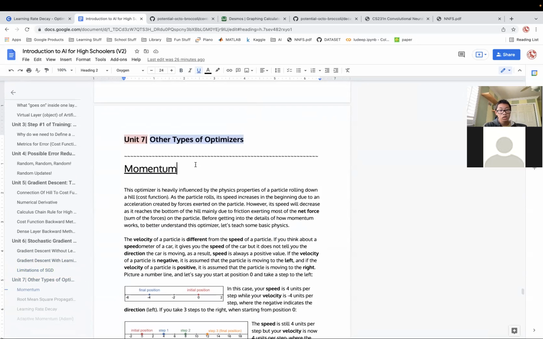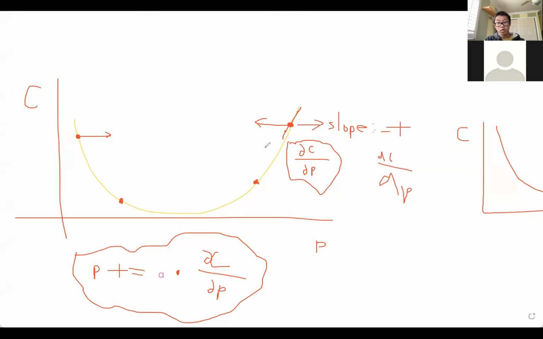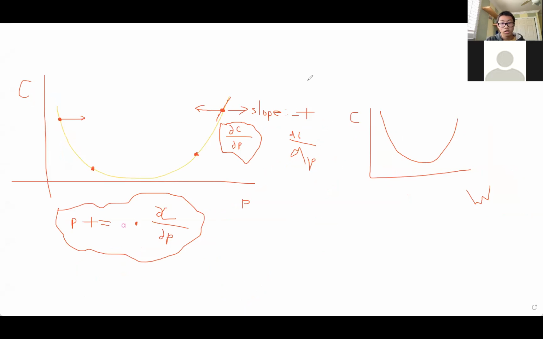The first optimizer to replace SGD is momentum. Momentum has a lot to do with physics. People made momentum by learning about physics.